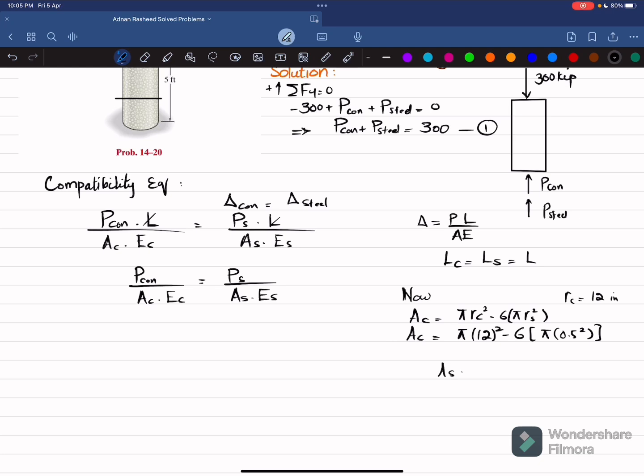Now area of steel is equal to pi r square, pi rs square. So that is equal to pi multiplied by 0.5 square. Since there are 6 rods, I will multiply by 6 on both sides. Clear? So now you can put the value: P of concrete divided by area of concrete is pi into 12 square minus 6 times pi into 0.5 square.